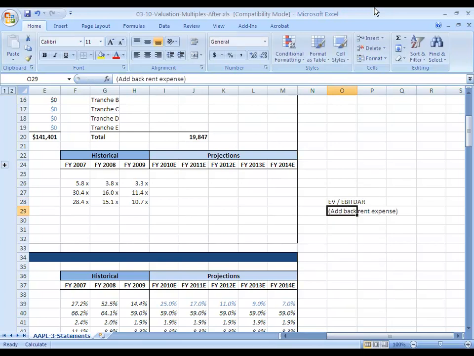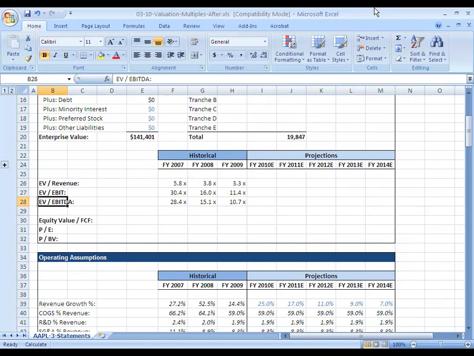Now, I mentioned before when we went over capital leases that there's a way to normalize for leases that doesn't involve actually calculating whether or not an operating lease should be a capital lease. And this is exactly how you do it. You look at EV over EBITDAR and you add back the rental expense. The reason you do this is because airline and retail companies have very high rental expenses. And so when you add them back, that allows you to normalize and to take out these huge expenses and to make it easier to compare different companies.